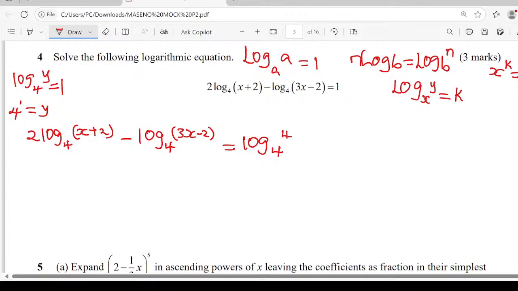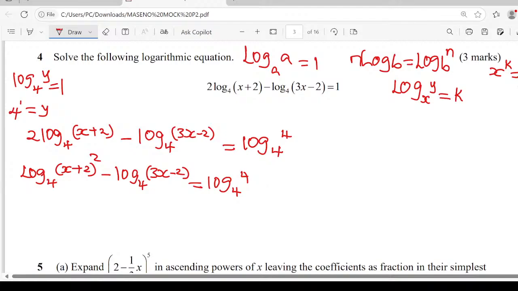Then after this, I'm going to apply this law that I've said. n log b will be equal to log b power n. So having said that, this can be written as log to base 4 of x plus 2 squared, because now this number will become the power there, minus log to base 4 of 3x minus 2 being equal to log to base 4 of 4, like that.